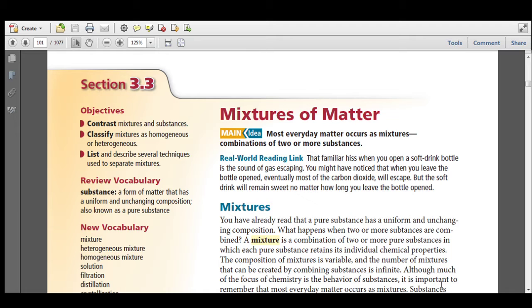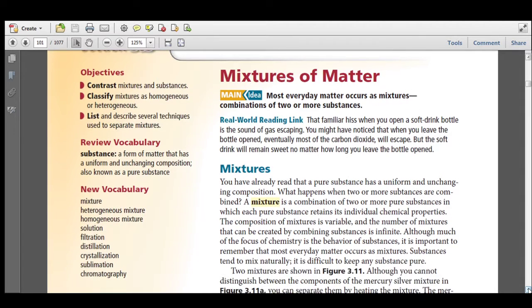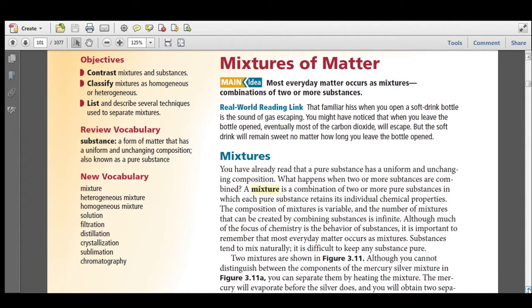Some vocabulary review will be substance, and some new vocabulary is mixture, heterogeneous mixture, homogeneous mixture, solution, filtration, distillation, crystallization, sublimation, and chromatography.